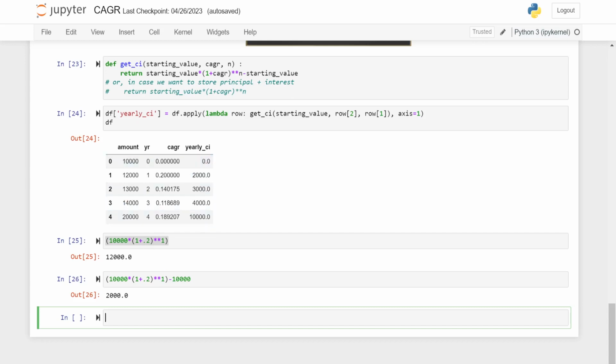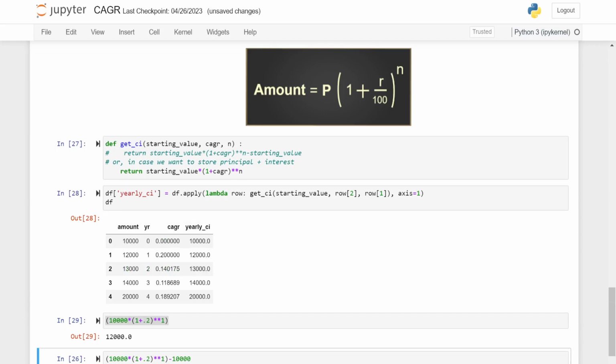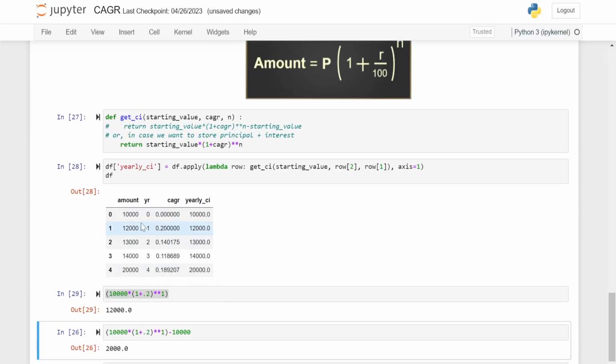If we want the principal amount as well, then we will comment this and uncomment this. Now what is happening? Just see. Now this 2000 will be 12,000 because we are not subtracting the starting value after getting whatever it is giving us. So see, 10,000, 12,000, 13,000, 14,000, 20,000. We used these figures to derive this. Having derived this, we are deriving our principal plus interest. That is going to be the same, right? So it was just a reverse calculation, nothing else.